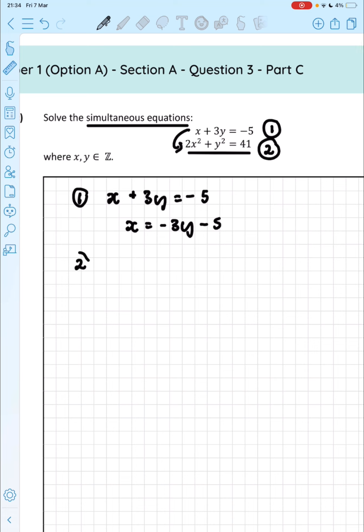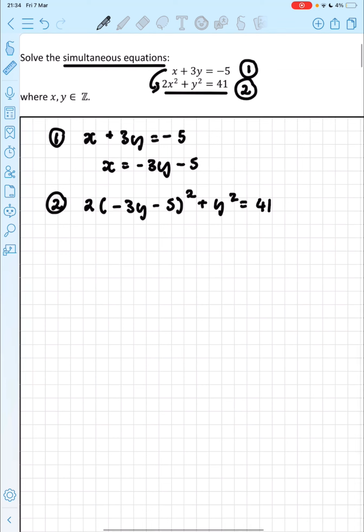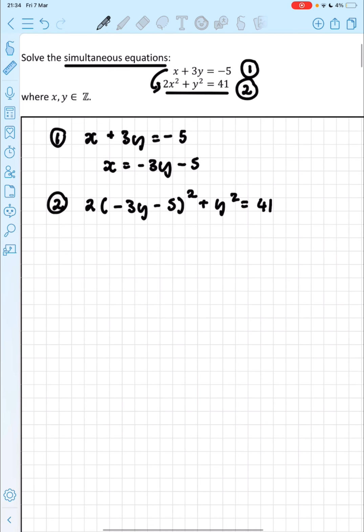I'm going to use my second equation and I'm going to sub in my new value for x, which is minus 3y minus 5, into this. So I'll get minus 3y minus 5 now to be squared, plus y squared is equal to 41. So then I'm just going to multiply that out. That might take a minute, but we'll get 18y squared plus 60y plus 50 plus y squared is equal to 41.